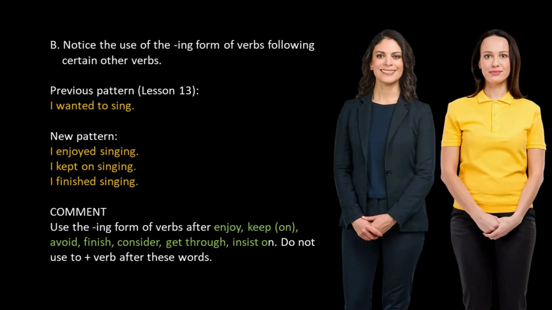Notice the use of the -ing form of verbs following certain other verbs. Previous pattern, see Chapter or Lesson 13: I wanted to sing. New pattern: I enjoyed singing. I kept on singing. I finished singing. Use the -ing form of verbs after enjoy, keep on, avoid, finish, consider, get through, insist on. Do not use to plus verb after these words.